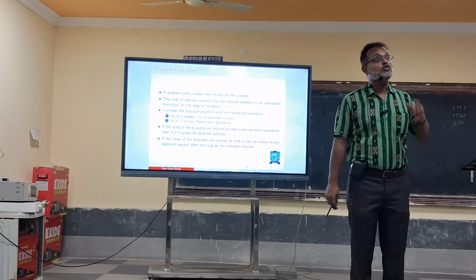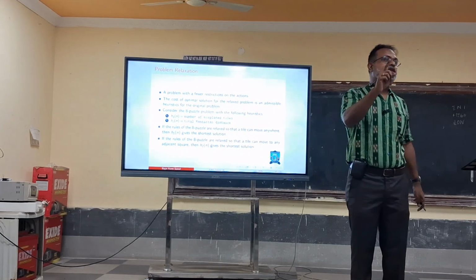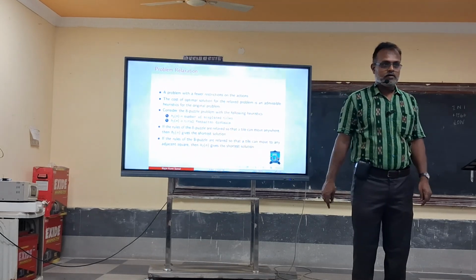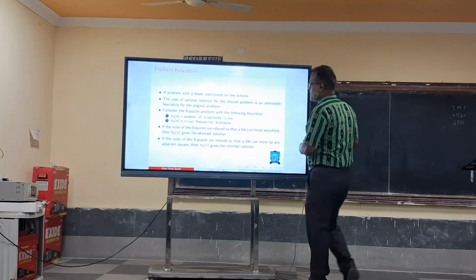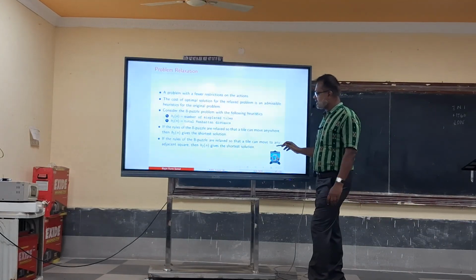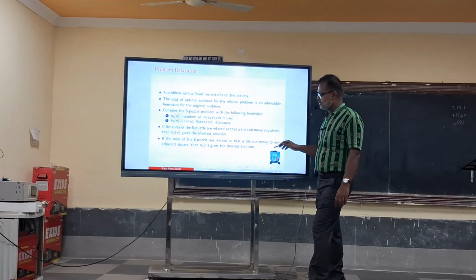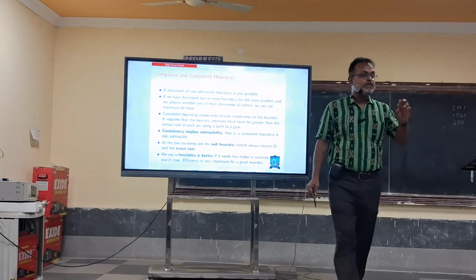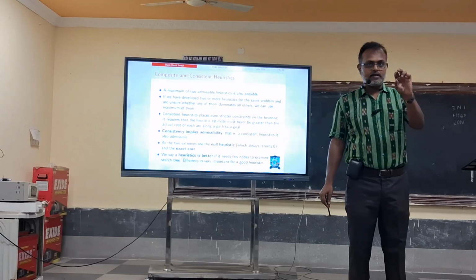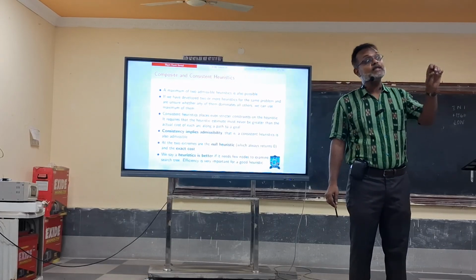But in certain situations, you will be told that okay, you can move the tile only in clockwise direction. So that is a condition. So in that case, accordingly, you have to compute. The rules of the 8 puzzle relaxed so that a tile can move to any adjacent square. Okay. Why is it told? Because the 8 puzzle has a blank space. Okay, there is a blank space. You have to go through that blank space only.